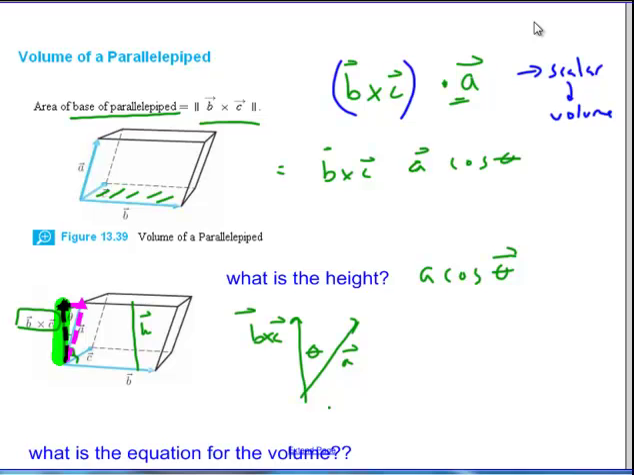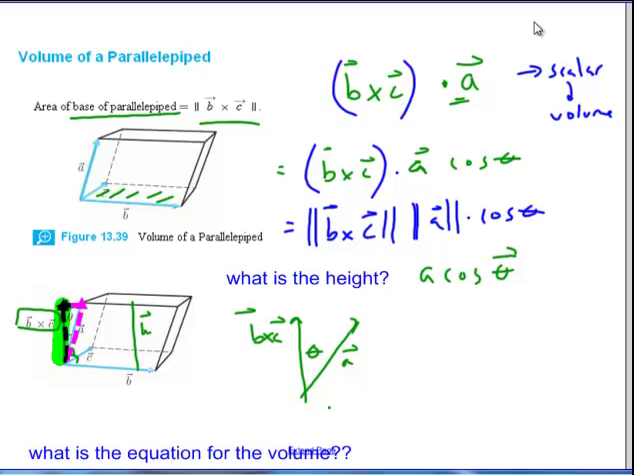So what we get is B cross C times the magnitude of A cos theta. In other words, this equals the magnitude of B cross C times the magnitude of A times the angle between them. Let's take a second and even extend this a little bit further.